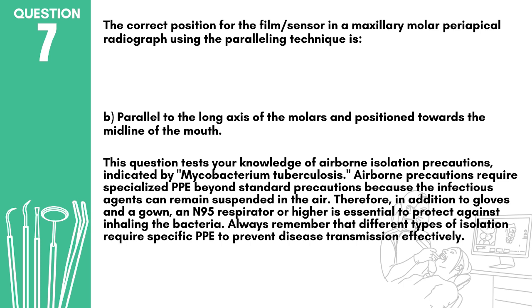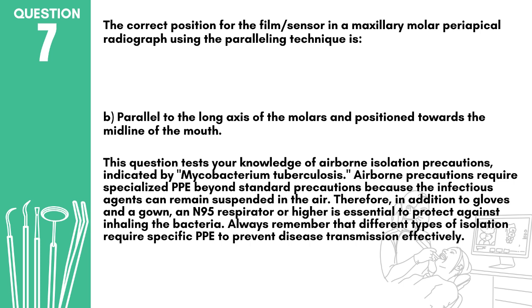This question assesses your precise knowledge of radiographic technique. The keywords maxillary molar periapical radiograph, paralleling technique, and correct position for the film/sensor are critical. In the paralleling technique, the film or sensor must be positioned as parallel as possible to the long axis of the tooth. To achieve this in the maxillary molar region, the film/sensor often needs to be positioned slightly towards the midline of the mouth due to the curvature of the palate, which is then compensated by aiming the X-ray beam parallel to the film. Angling against the palate or tilting distally would cause distortion.